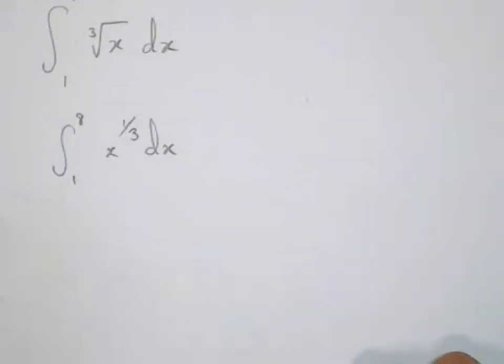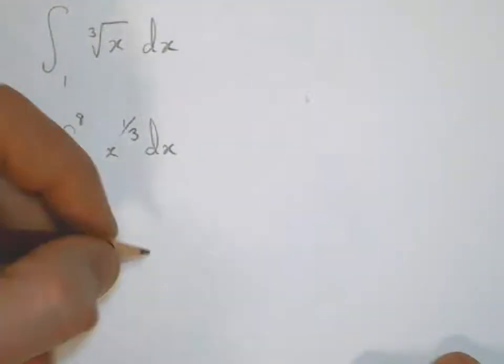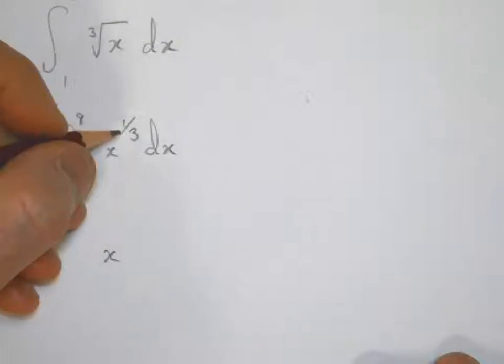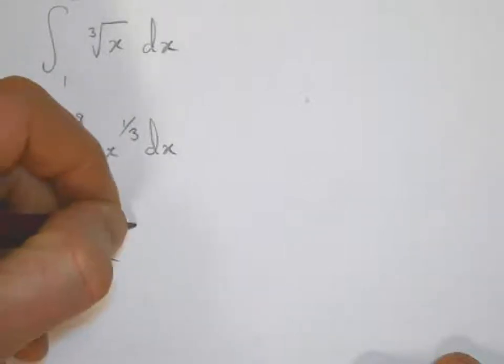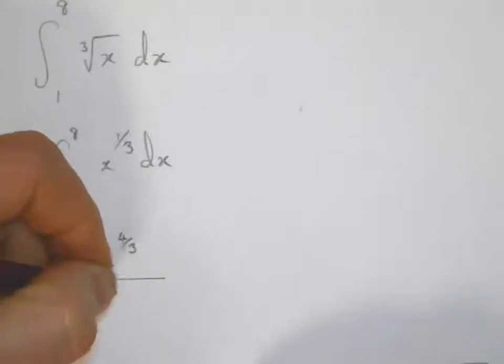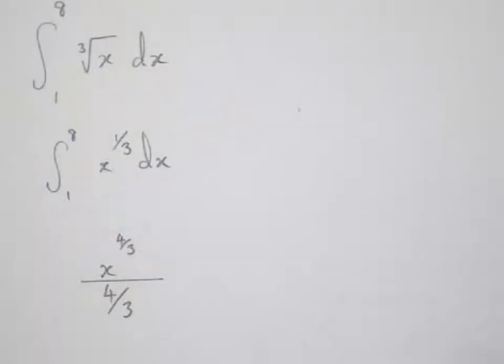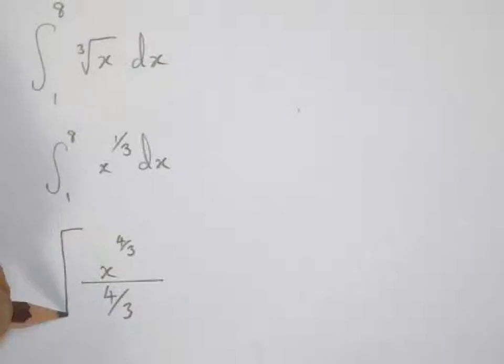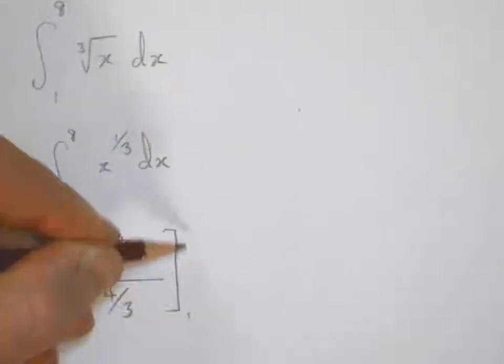So when you integrate, you first of all have to increase the power by 1. So when you increase a third by 1, you get 4 thirds. And then you have to divide by the new power. So I'm going to divide by 4 thirds. And now that's in between 1 and 8.